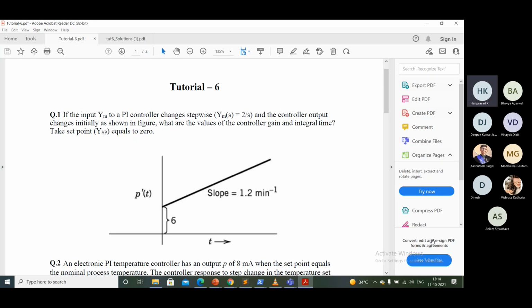Aniket, I think you can help them with the steps. Go slowly, explain every step. Okay.